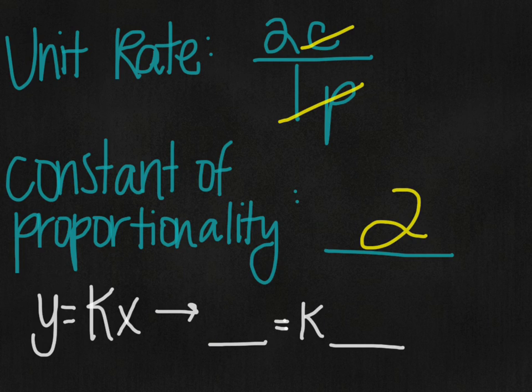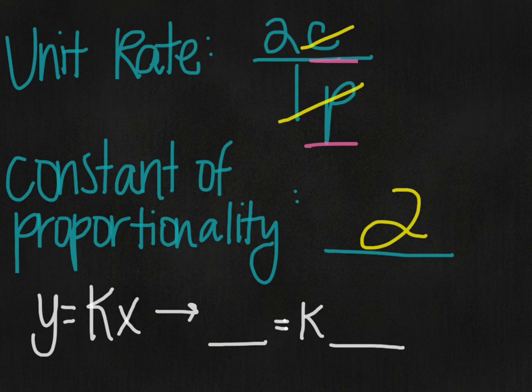Now when I go to write my equation, I know that I need to have it in the form of y equals k times x. But I'm a little confused because I don't see any y and I don't see any x up here. All I see is a c and a p. So how do I know which one goes where?